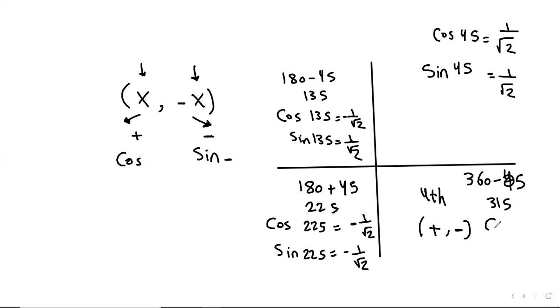In this case, you will find cosine 315 equals 1 over root 2, and sine 315 will be negative 1 over root 2. Okay, so we will take choice 315 without using the calculator.